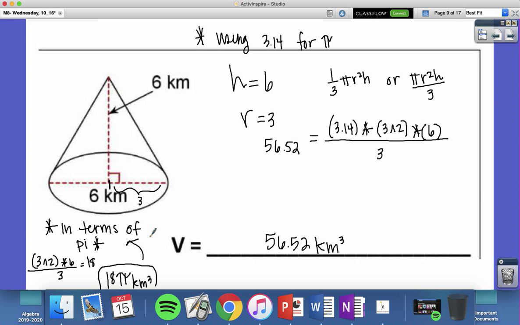So from here, you should have 2 examples of cones to try. So again, be careful with the directions. Make sure that you are calculating it the way they ask. If it says use 3.14, then do that. If it says express in terms of pi, then leave pi as a part of your answer. So go ahead and try those 2 problems.